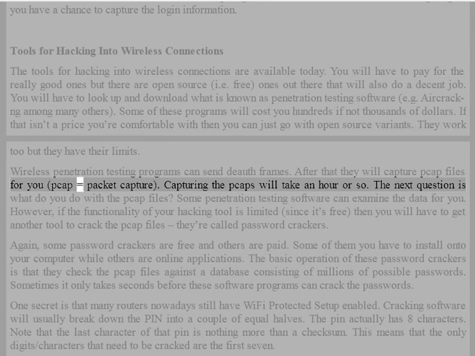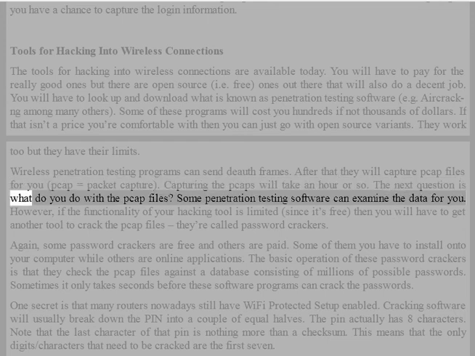PCAP is equal to packet capture. Capturing the PCAPs will take an hour or so. The next question is, what do you do with the PCAP files? Some penetration testing software can examine the data for you.